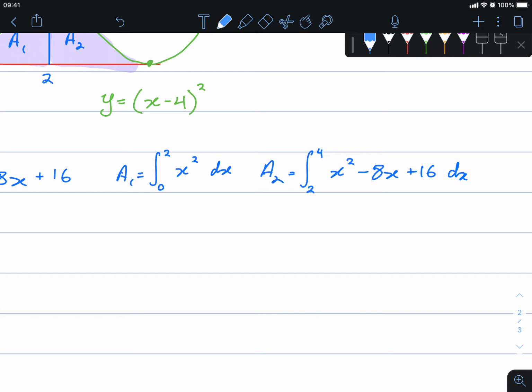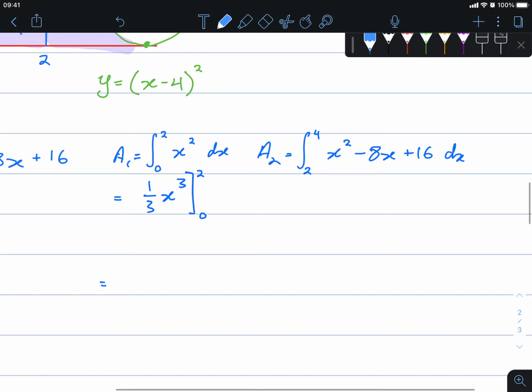Well, area 1, we can find the area of, increase the power by 1, divide by the new power from 0 to 2. Substituting 2, that becomes 8 on 3 minus 0 on 3. So we don't need that. So it's just 8 on 3 for area 1.